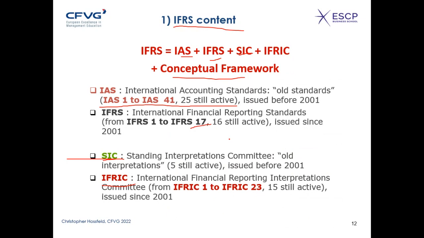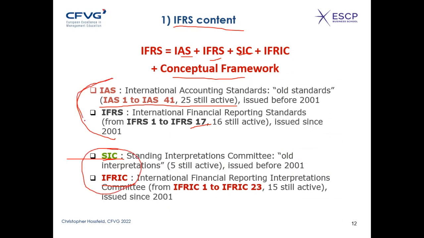IFRS 16, to make another example, is on lease accounting. And this IFRS 16 actually has replaced IAS number 17, which did the old lease accounting. So here you had one example where an old standard was replaced by something that's completely new. Anyway, both IAS and IFRS need to be applied. The same is true for the interpretations.